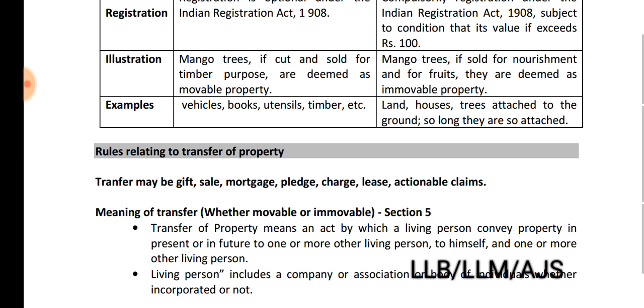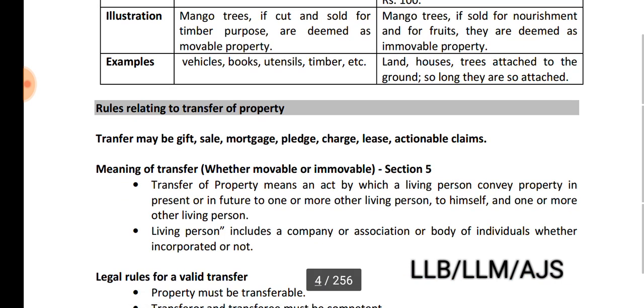Then come examples of movable property: vehicles, books, utensils, timber, etc. A lot of you can give many examples. Growing crops and grass also, you can give these examples as well. In case of immovable property: land, houses, trees attached to the ground. The condition is that so long as they are so attached.